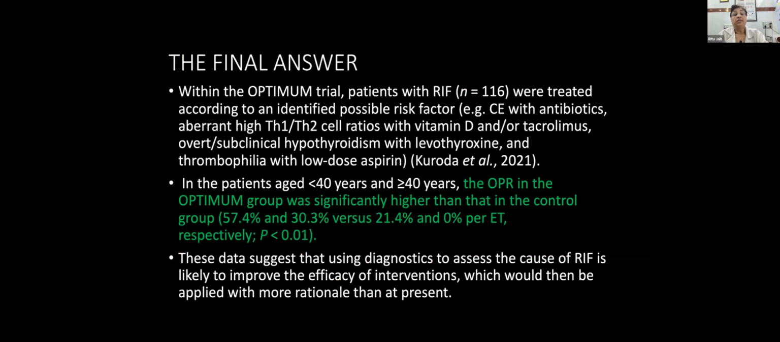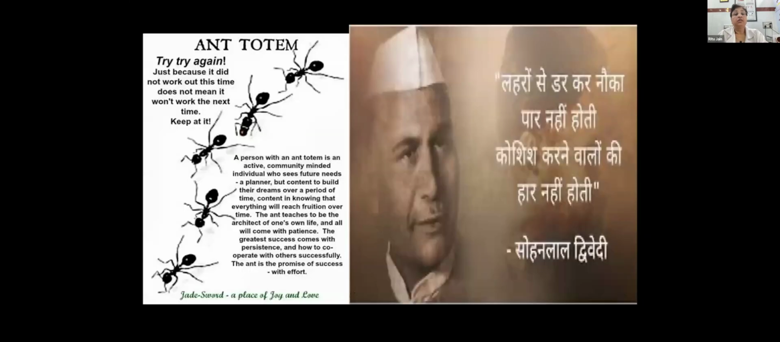But well, there is some answer by this OPTIMUM trial in 116 IVF recurrent implantation failure patients, where they identified the cause and they treated the cause appropriately and adequately. And they found in this OPTIMUM group that OPR was high when the cause was treated. I think that is the way forward for all of us.